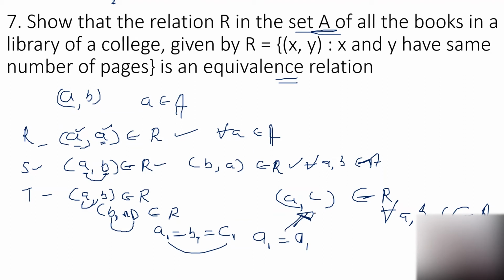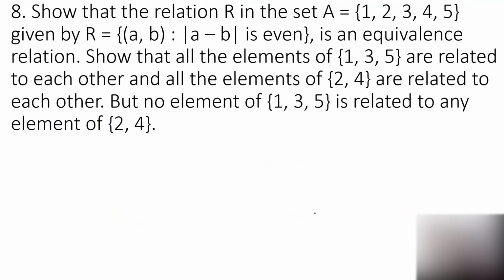Therefore, A and C are also related. Let's go to the next. Show that the relation R in the set A = {1, 2, 3, 4, 5}, given by the difference being an even number (we take the positive value), is an equivalence relation. We need to show that it is reflexive, symmetric, then transitive. We need to show it as an even number.